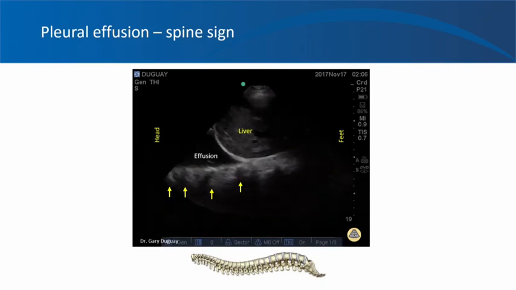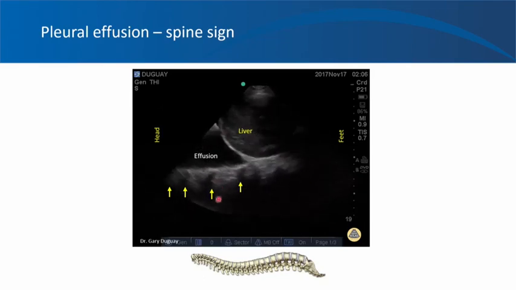Now, what is the spine sign? When no pleural fluid is present, there's a sharp cutoff of the vertebral bodies at the level of diaphragm. See, these are vertebral bodies. These bright things here with shadows, these are vertebral bodies. And if you don't have effusion here, if the lung is filled with air, you don't see these vertebral bodies here. But now that there is effusion, it allows the ultrasound waves to pass through it.